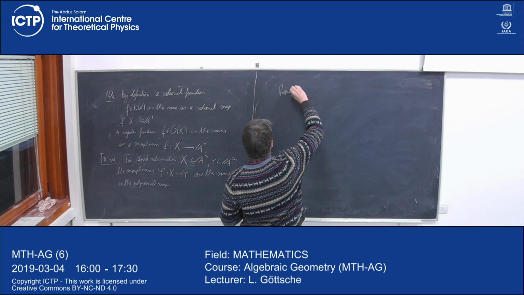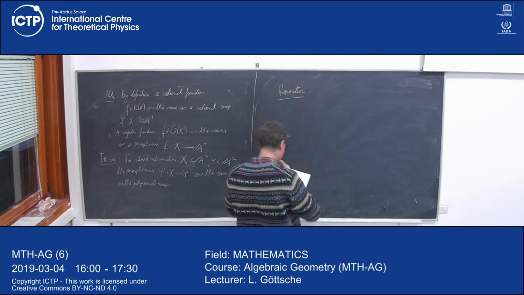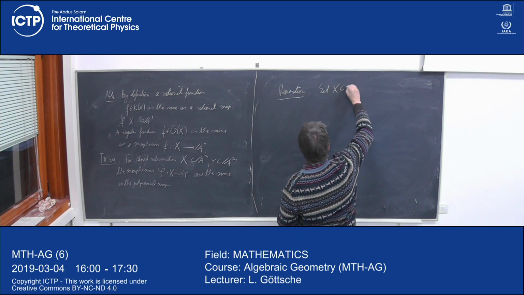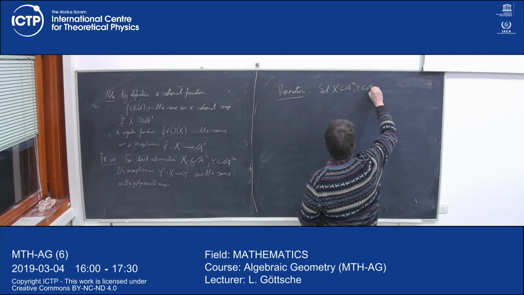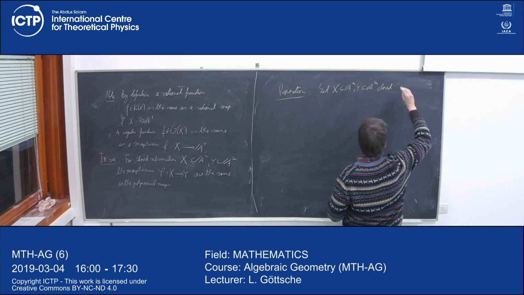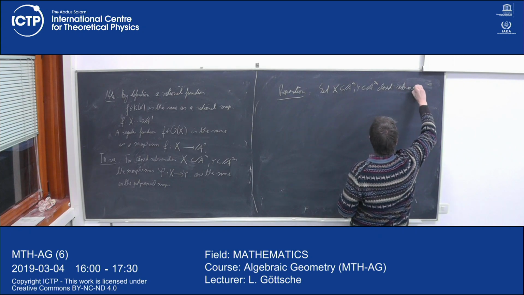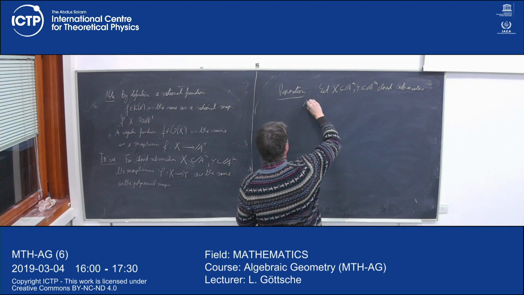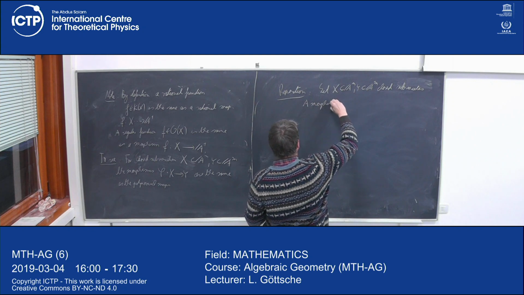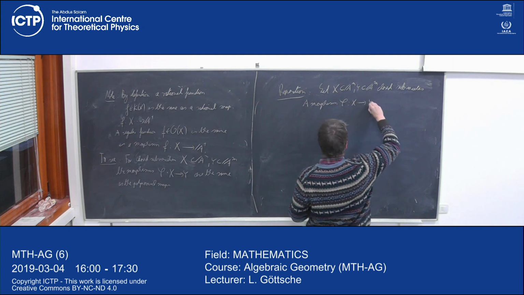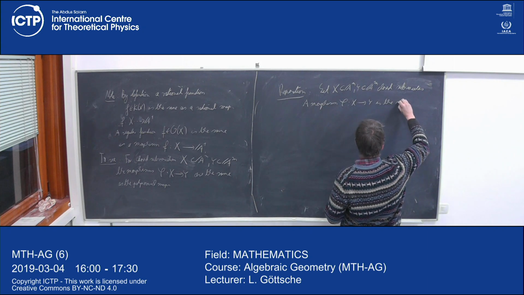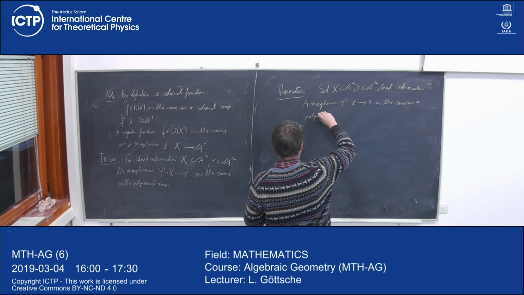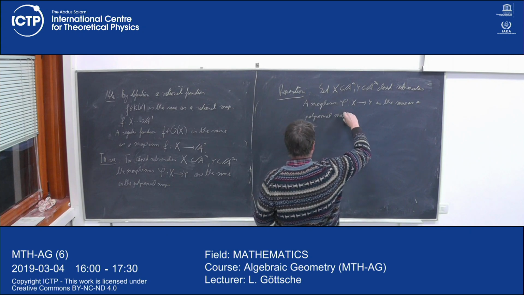Proposition. Let X in A^n, Y in A^m be subvarieties. So a morphism phi from X to Y is the same as a polynomial map. And it's just what I said.